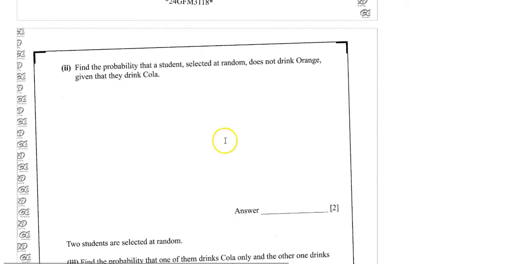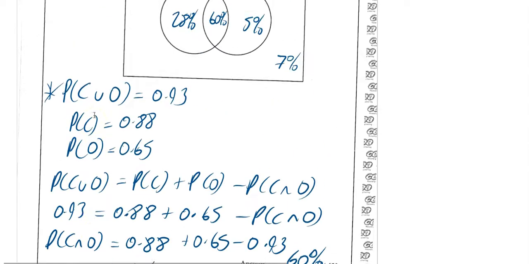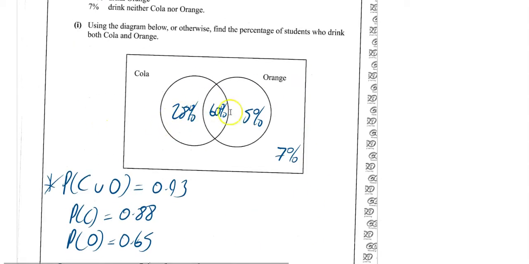Find the probability the student selected at random does not drink orange given that they drink cola. Okay, so good time to go back and fill our Venn diagram in a wee bit better. So you can see I've filled this in. We had 60% in the middle. So 88 was the percentage who drank cola, and then 65 was the percentage who drank orange. So 60 plus 5 gives you the 65. 60 plus 28 gives you the 88. So that's filled in everything we need.